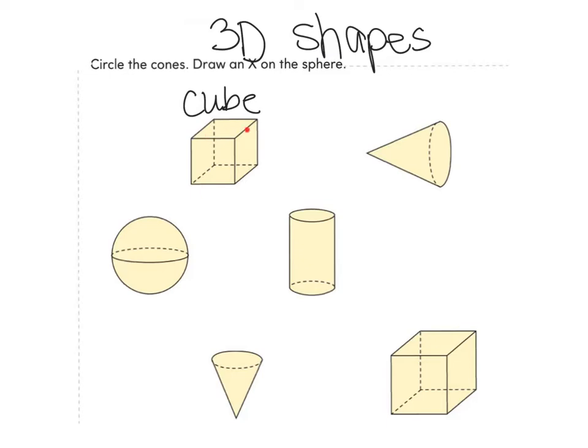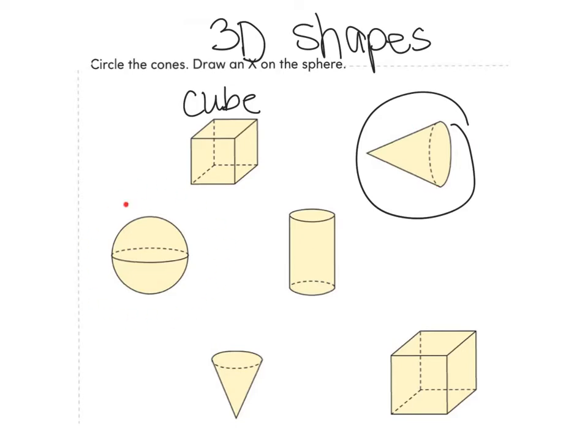So you can see actually all of the faces of a cube are always squares. So that's not a cone or sphere, so I'm not going to do anything with that. This next one is a cone. So since it's a cone, I'm going to circle it. Remember, a cone has a face that's a circle, and then it has a round side too. This is like a party hat or an ice cream cone.